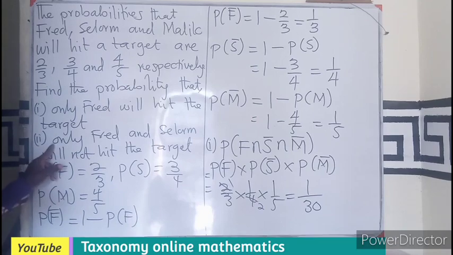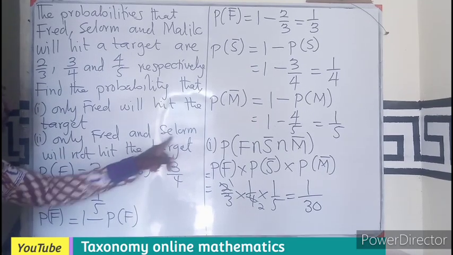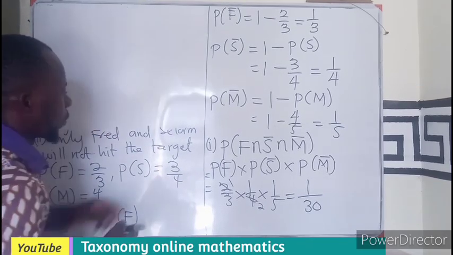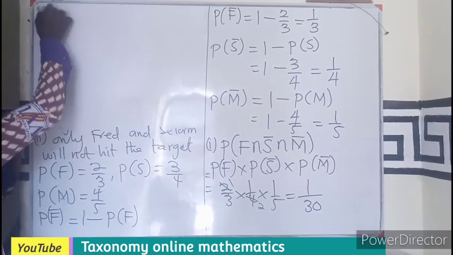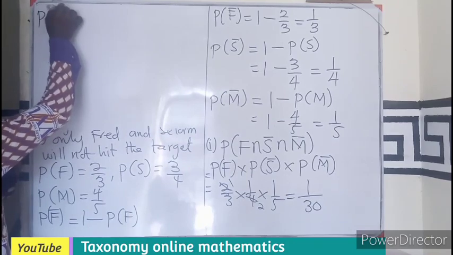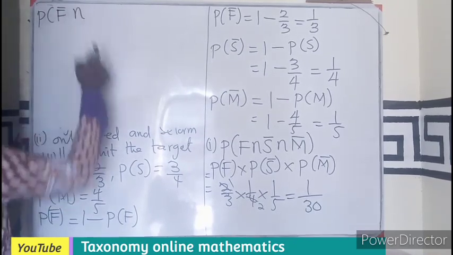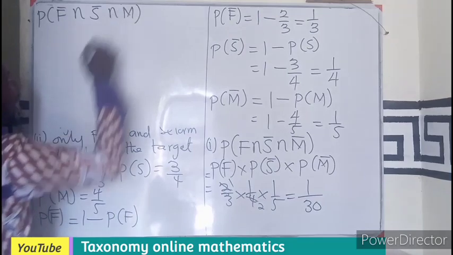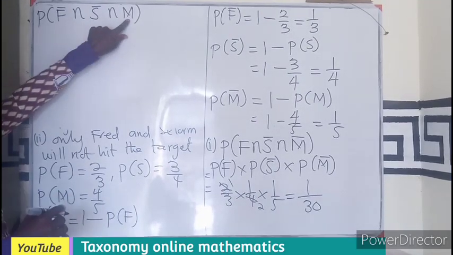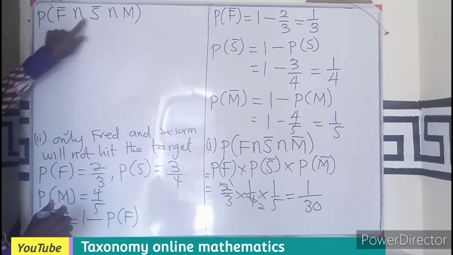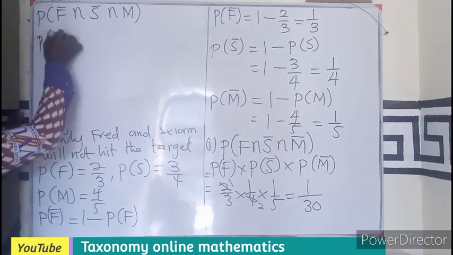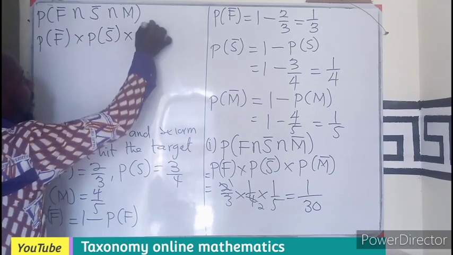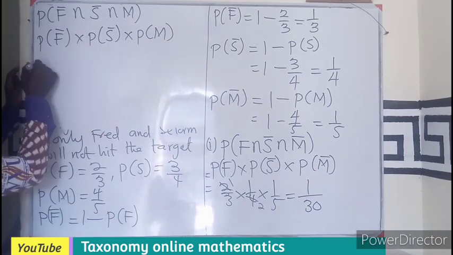In the case of the second one, which is only Fred and Salom will not hit, meaning if the two are not hitting, Malik is hitting the target. So in this case, we are going to have the probability of Fred not hitting the target and Salom not hitting the target and Malik what? Hitting the target. So the two are not hitting, but the third person is hitting the target. Since we are using "and", that becomes the probability of this times that of this times that of Malik.